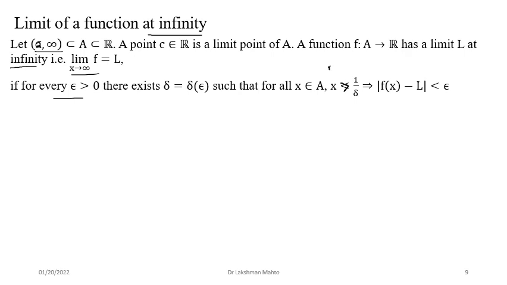So that is the epsilon neighborhood of delta, infinity is what? It says that x is greater than 1 by delta, or it simply implies that you are taking x from the delta neighborhood of infinity. So if you are taking any x from the delta neighborhood of infinity, then the corresponding function value will fall in the epsilon neighborhood of l. Then we say that the function has a limit at infinity. So that is the concept.